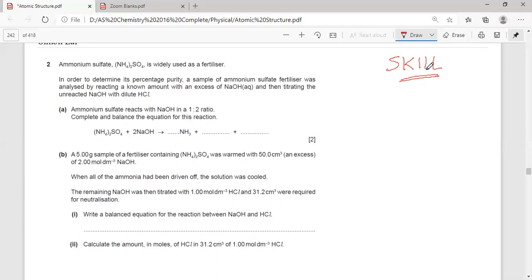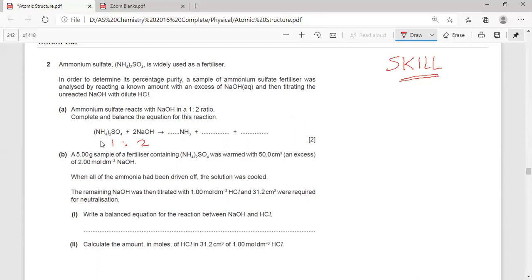Ammonium sulfate, (NH4)2SO4, is widely used as a fertilizer. In order to determine the percentage purity of a sample of ammonium sulfate fertilizer, it was analyzed by reacting a known amount with excess NaOH and then titrating the unreacted NaOH with dilute HCl. Ammonium sulfate reacts with sodium hydroxide in the ratio of 1:2. They tell you already. Complete and balance the equation.